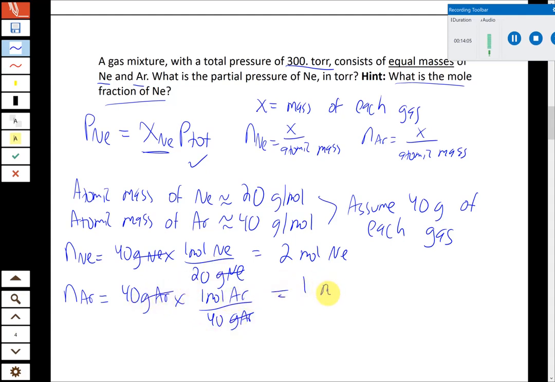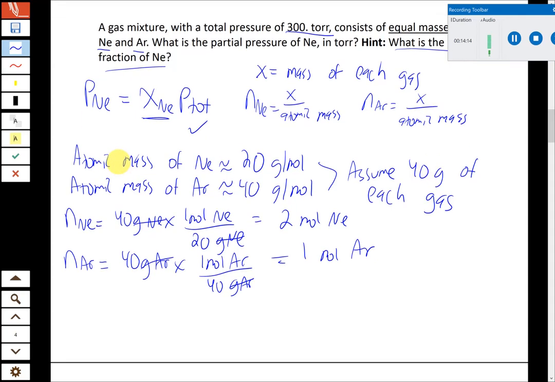And so we get 1 mole of argon. So working with just nice, round, easy numbers, but like I said, you can assume any number you want. It doesn't have to be 40, and you'll still get the same answer eventually. So then what we need is the mole fraction of neon.